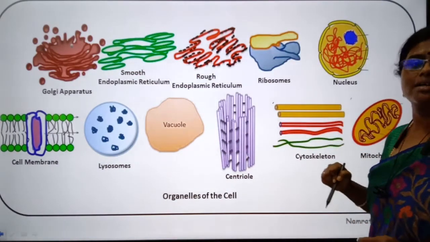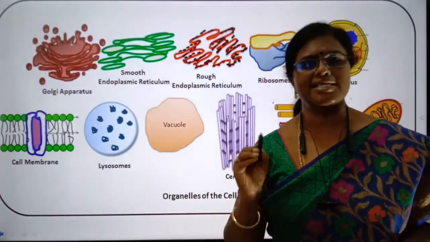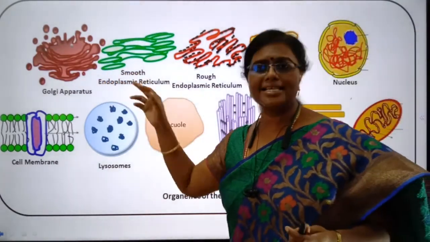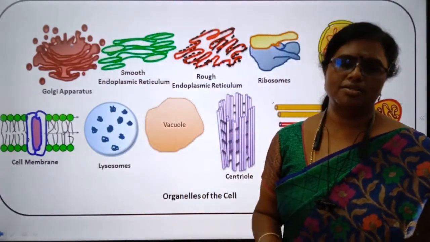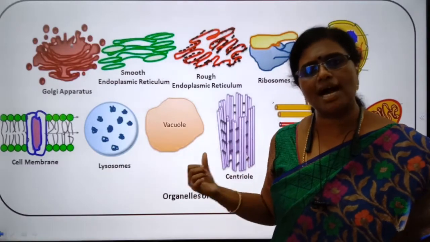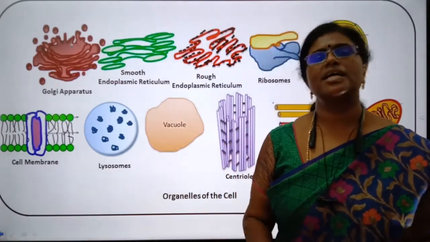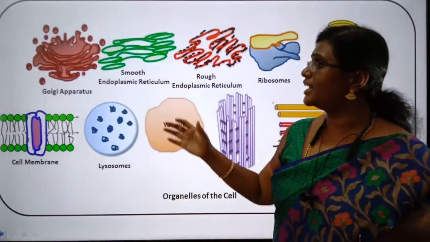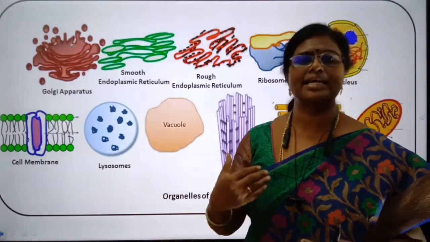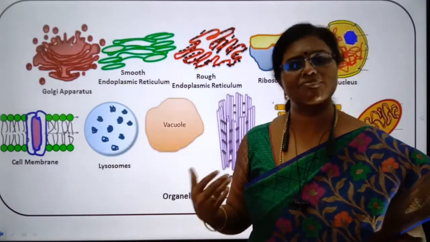The next one is mitochondria. So there are different organelles present in a cell. Each organelle has its own function. So they divide the work among themselves. This is how division of labor happens in unicellular organisms. In the next class, we will be dealing with all these organelles. In the coming classes, I will be teaching you about every organelle and its function.